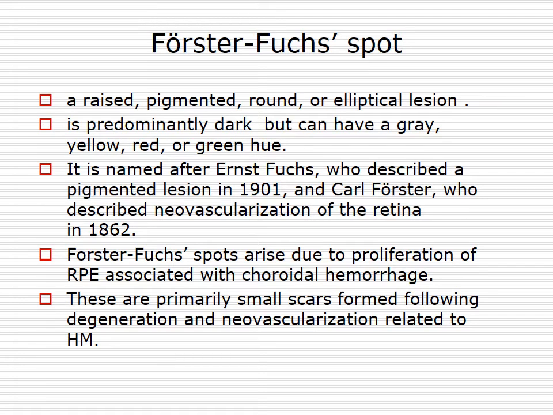Fuchs-Forster spot. It is a raised pigmented round or elliptical lesion. It is predominantly dark but can have a different hue: gray, yellow, red or green. It is named after Fuchs, who described the pigment lesion in 1901, and Carl Forster, who described the new vascularization of the retina in 1862. Fuchs-Forster spots arise due to proliferation of the retinal pigment epithelium with choroidal hemorrhage. These are primarily small scars formed following degeneration and new vascularization, which is related to high myopia.